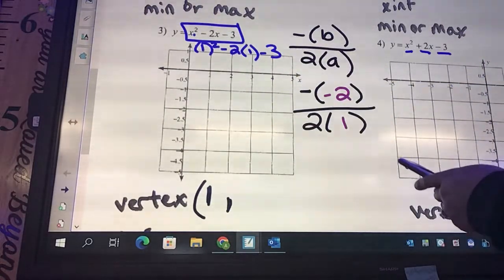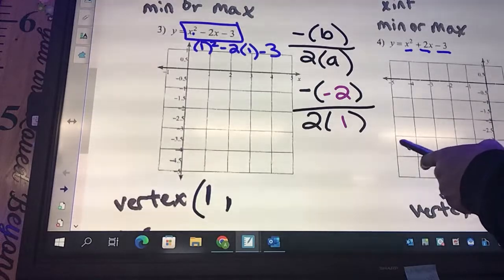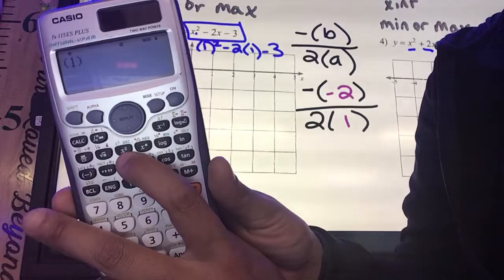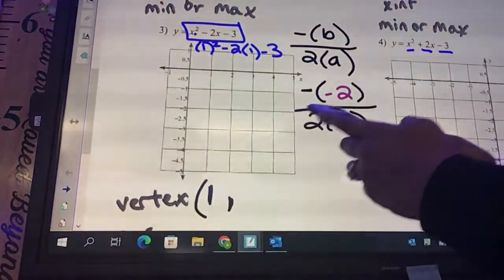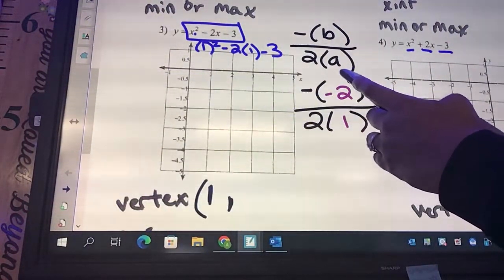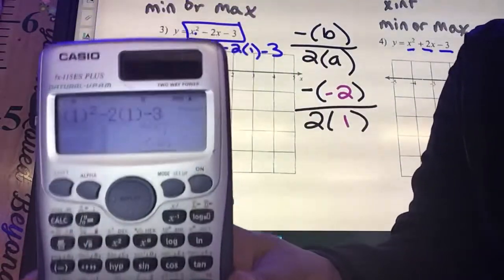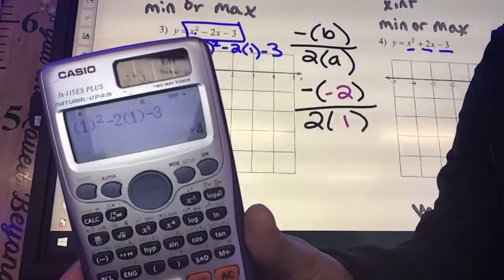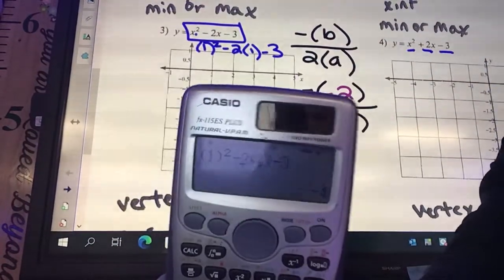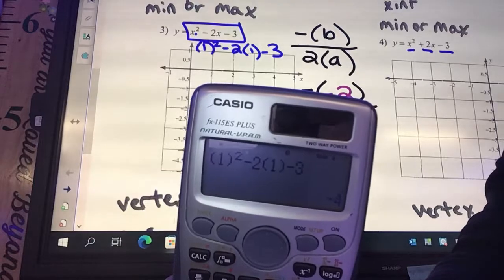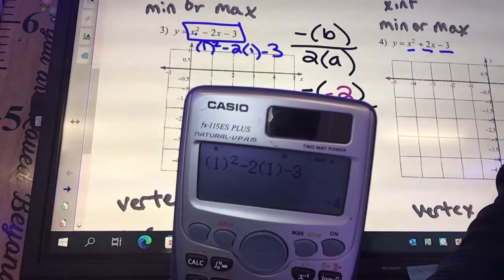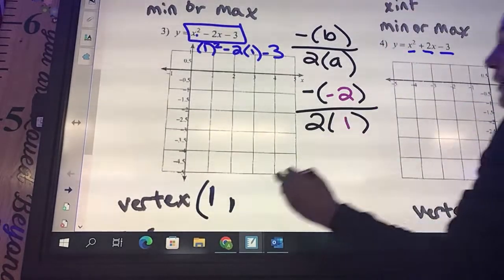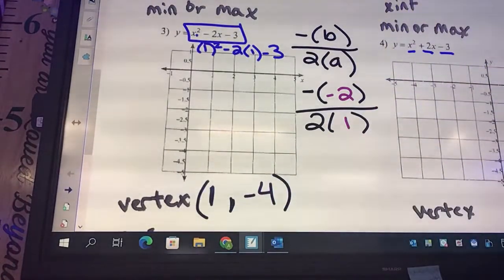So you've got parenthesis 1 squared, and right here's the squared button. It's this one. Then -2 parenthesis 1, -3. It should look like this on your calculator. You're going to hit equals, and I got -4. Take a second. Make sure you're typing in with me. Most of it's calculator typing, honestly. As long as you can figure out how to type it on the calculator, you should be fine. -4 is our other part of our vertex.